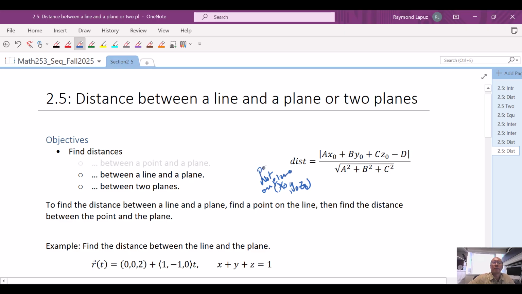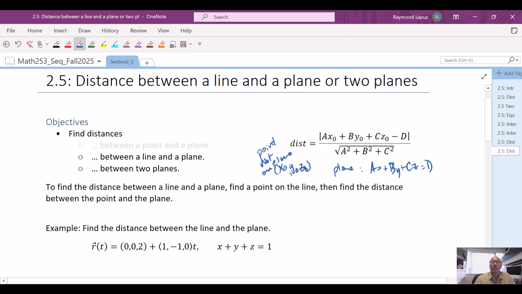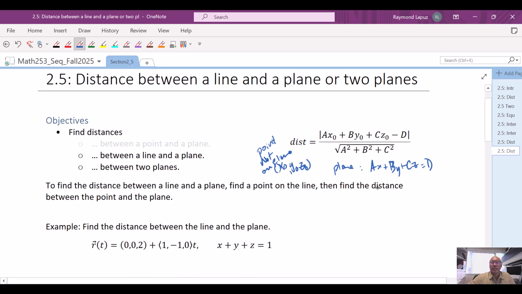Let's say point. And then you have the equation of the plane, ax plus by plus cz is equal to d. Okay? And so we have this formula. So that's a neat little formula. And the idea behind that is that if you have a point out here and then you have a plane down here, then you're looking for this vertical distance.